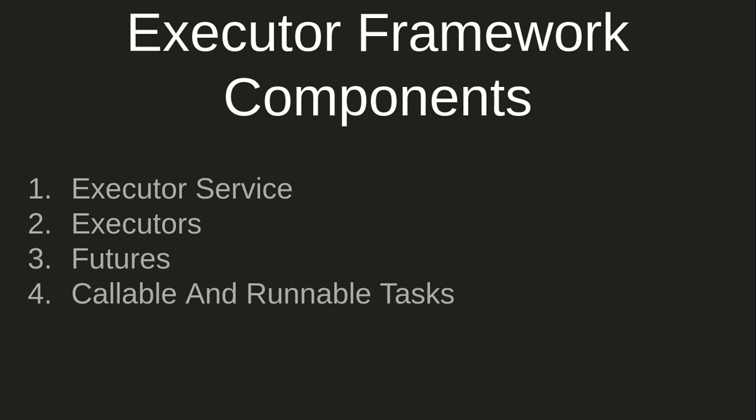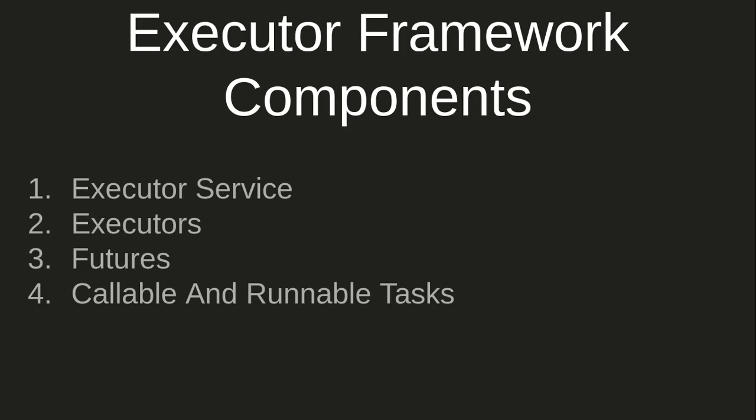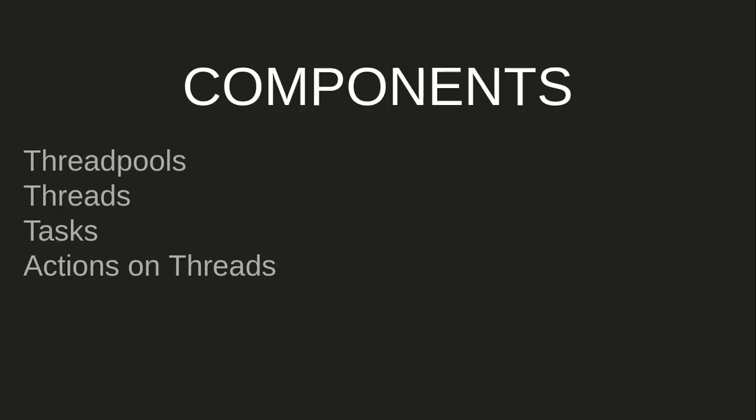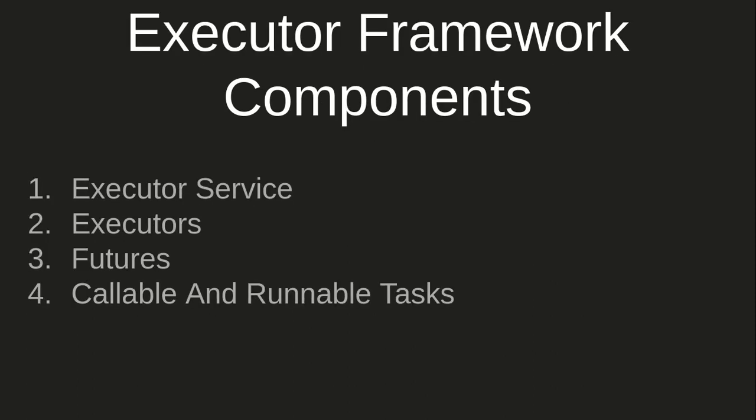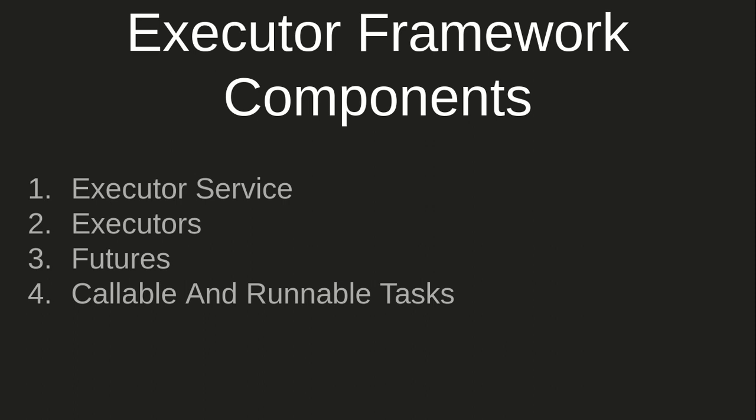The fourth is runnable and callable tasks. If you compare this with the previous slide, the thread pool is handled by the executor service. The threads are also handled inside the thread pool, so the executor service handles those parts. The task is handled by callable and runnable, and the action on threads is more or less handled by both futures and the executor service. So this is the introductory lecture.